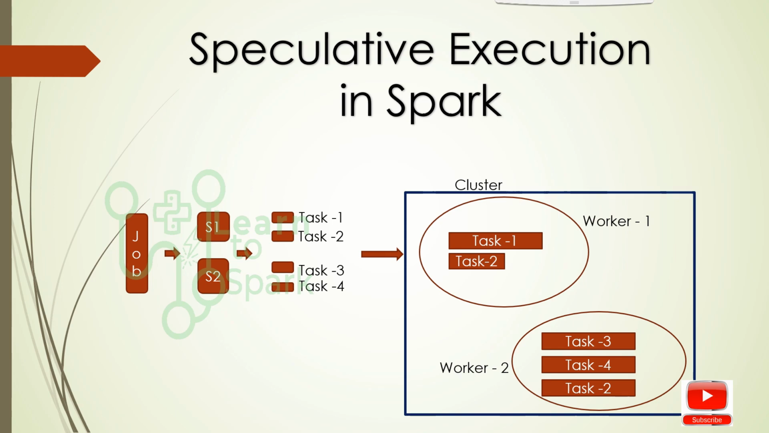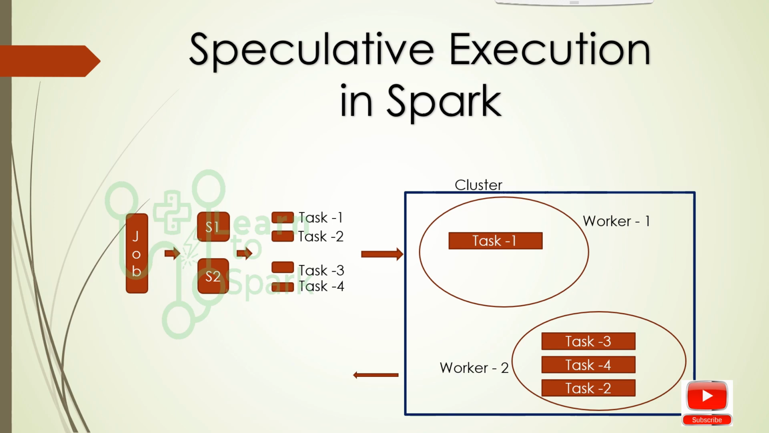So parallelly task 2 will be running in worker node 1 as well as worker node 2. Once task 2 is completed in either of the worker nodes, the other one will be killed. See here, if task 2 is completed in worker node 2, the task 2 that is being executed in worker node 1 will automatically be killed and removed. So now task 1, task 2, task 3 and task 4 got completed. The end result will be given to the driver program. This is the overall flow of the speculative execution in Spark.